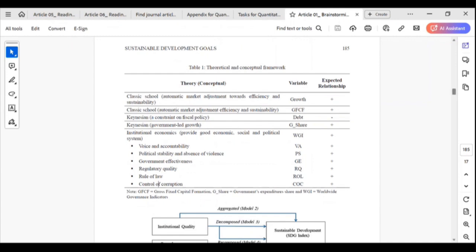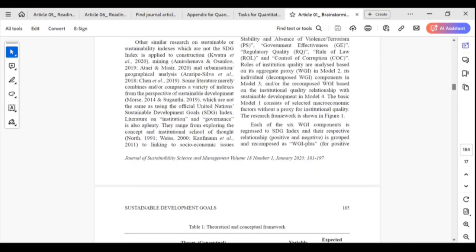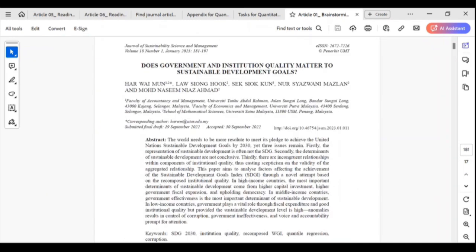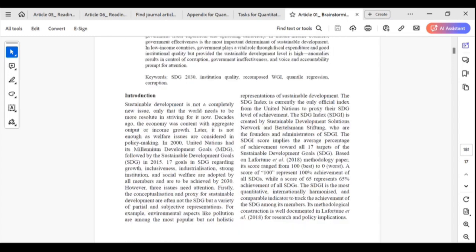Besides the Worldwide Governance Indicators, you also have the ICRG, the International Country Risk Guide, but for that one you need to pay a lot of money. Besides these, sometimes you also use Transparency International's Corruption Perception Index, or the Economic Freedom Index. If you use the Economic Freedom Index, you assume economic freedom as a proxy for institutional quality. But for me, economic freedom is just one part of institutional quality. So institutional quality is the concept, but what indicator do you use to represent it?